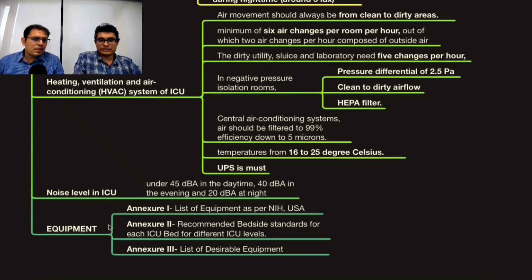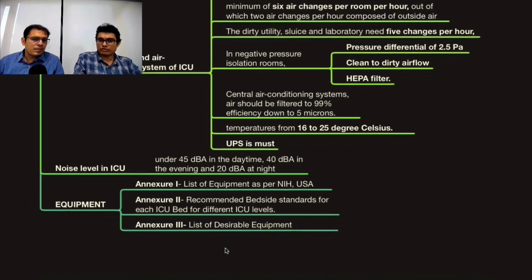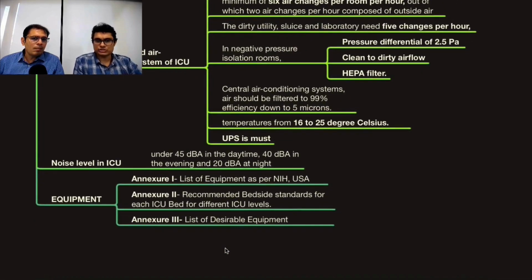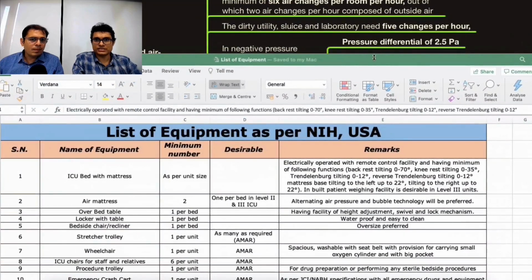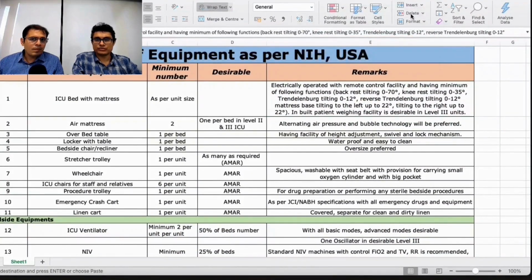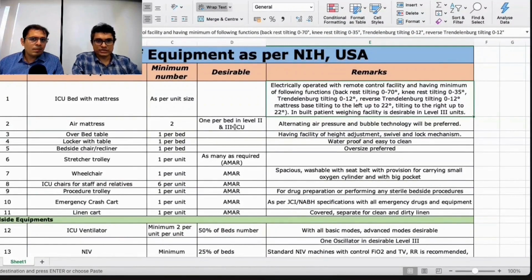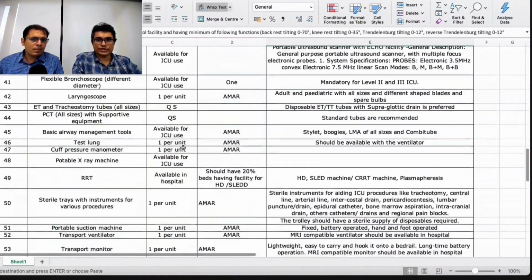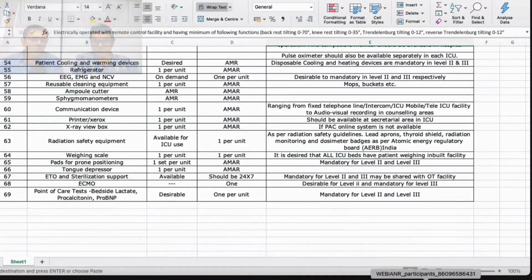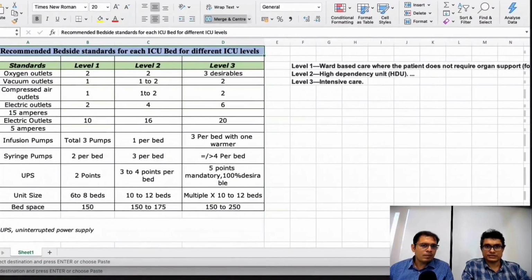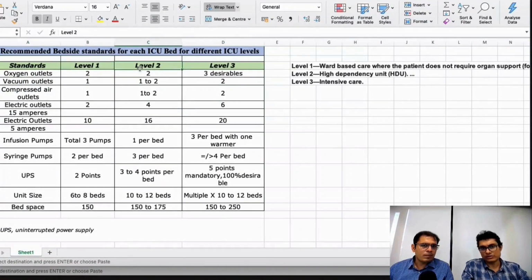And coming to the equipment, there are a lot of lists we have put in the downloadable resources. You can see those reports and different annexures we have given, just to show you the list of equipment. This is the list of equipment, annexure 1, which is as per NIA USA, and all the equipment is mentioned here. You can go through it. Then there are some bedside standards, different kinds of outlets according to levels. These are some of the downloadables you will get.